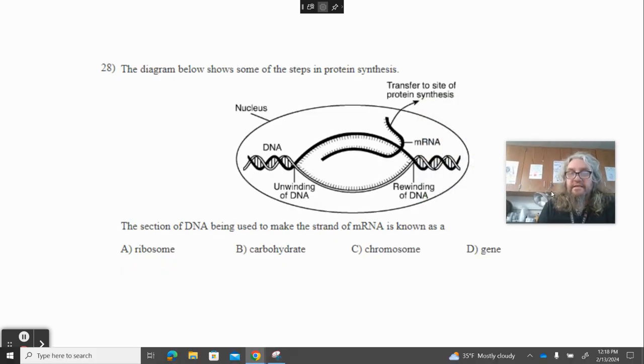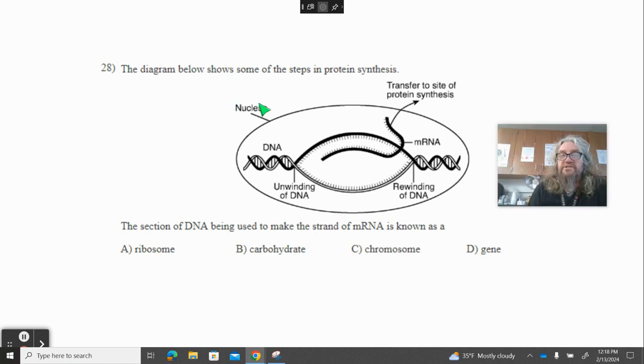Number 28. The diagram below shows some steps in protein synthesis. The section of DNA being used to make the strand of mRNA is known as A, a ribosome, B, a carbohydrate, C, a chromosome, D, a gene.